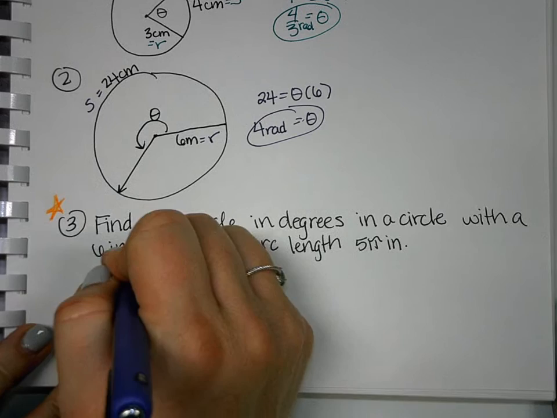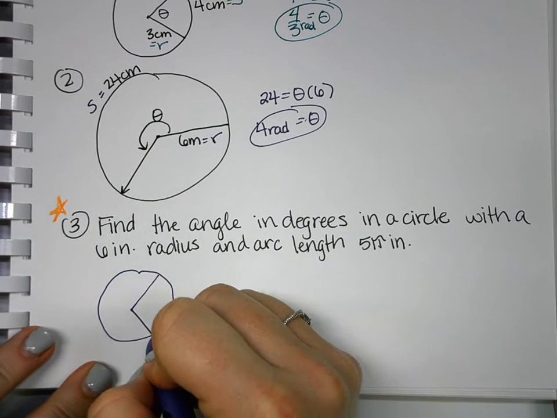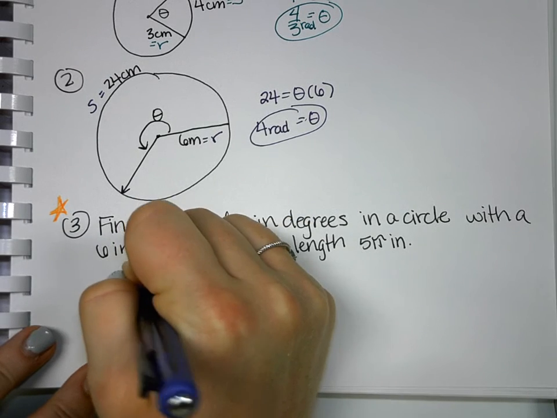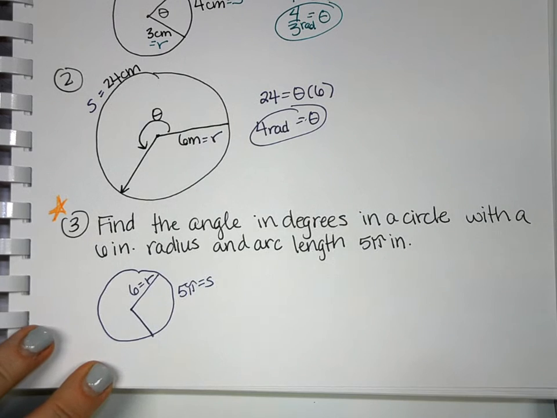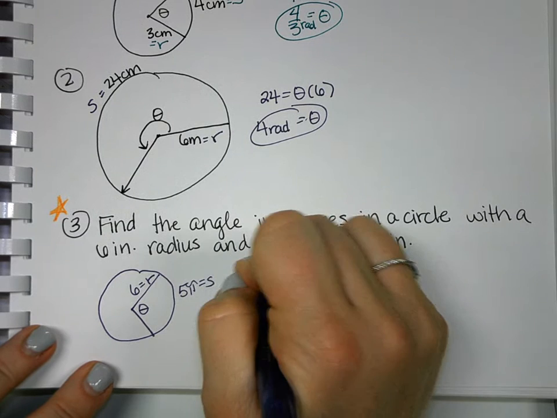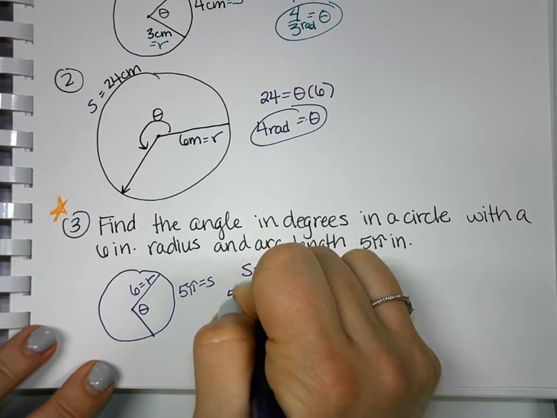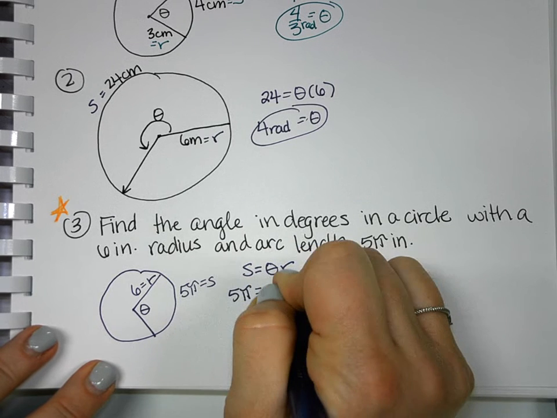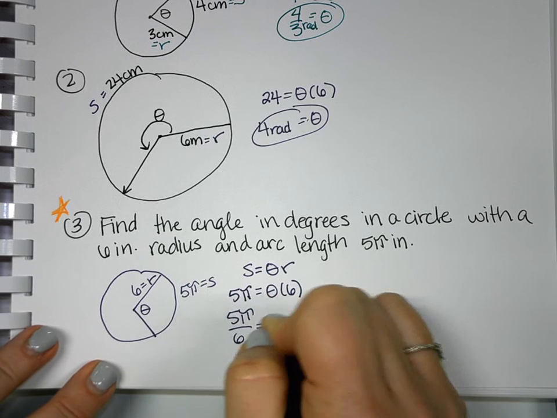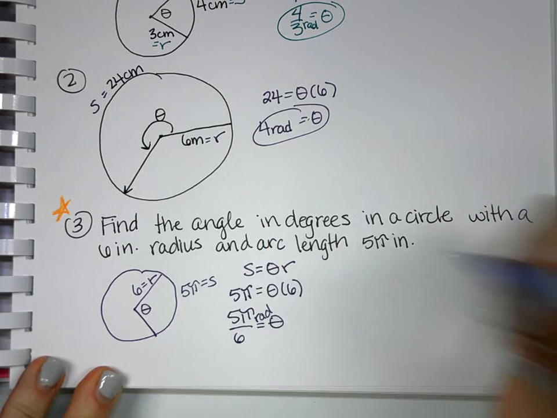So first thing I'm going to do is draw my circle. I know I have an arc length of 5 pi, so that's my S. I have a radius of 6 inches, so that's there. And I have my theta. So when I plug in to the SOR formula, I'll have 5 pi equals theta times 6. So 5 pi over 6 would be my theta. But this specifically said, because this is in radians, that it wants it in degrees.